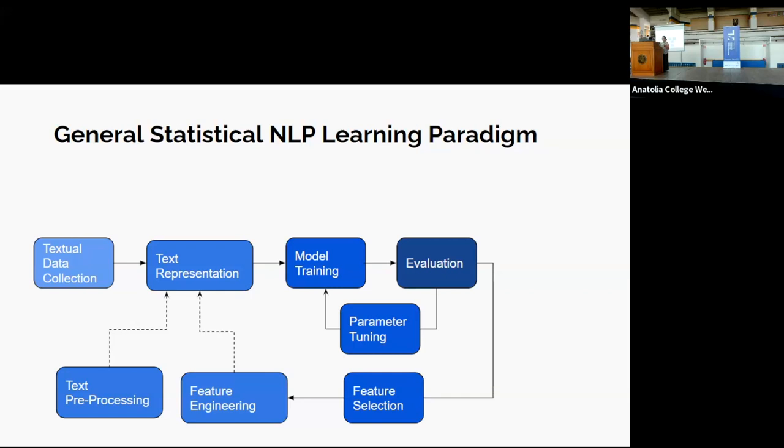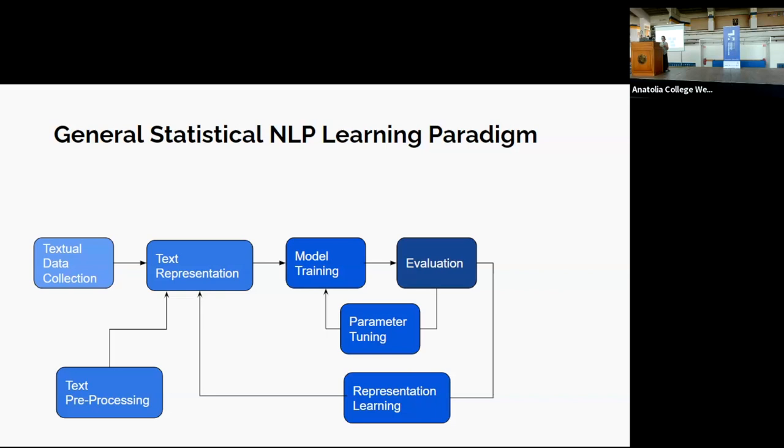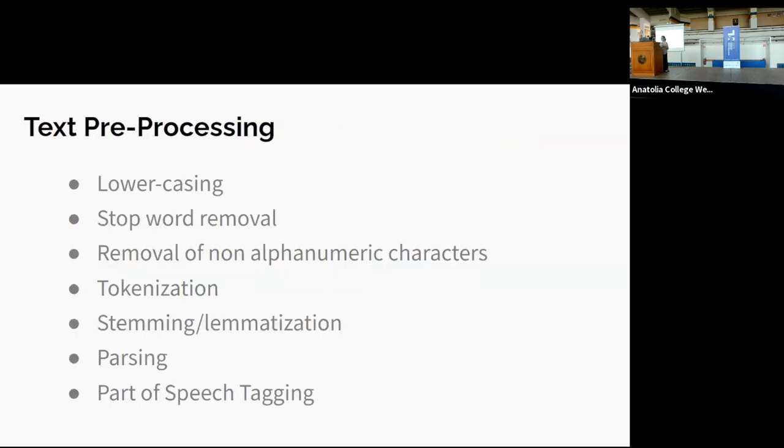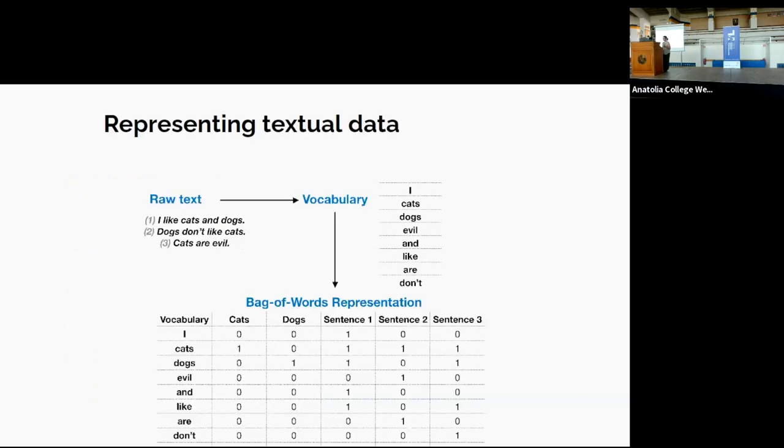What is really key here is the text representation. Before 2013, when we started having word2vec, there was a lot of text pre-processing and feature engineering, and also selecting which features are best. This has now been replaced with representation learning, which you get essentially from pre-trained language models. So we generally don't do much text pre-processing, but even transformers and pre-trained language models will definitely do tokenization. Depending on the application, you may want to do some other kinds of pre-processing.